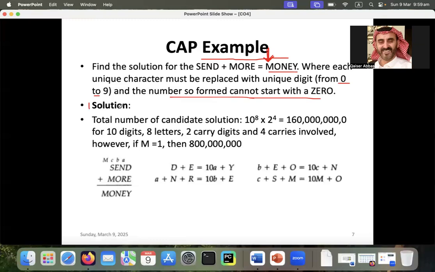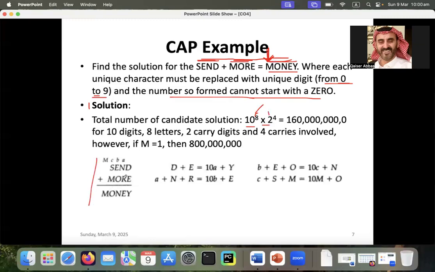Previously, we discussed this slide. Anyhow, here you don't have to actually count, but just to take an idea, count how many unique or different letters you have here. These are 8. And the digits would be from 0 to 9, which is 10. So 10 multiplied by these 8 letters, and then multiplied by 2 carry digits.